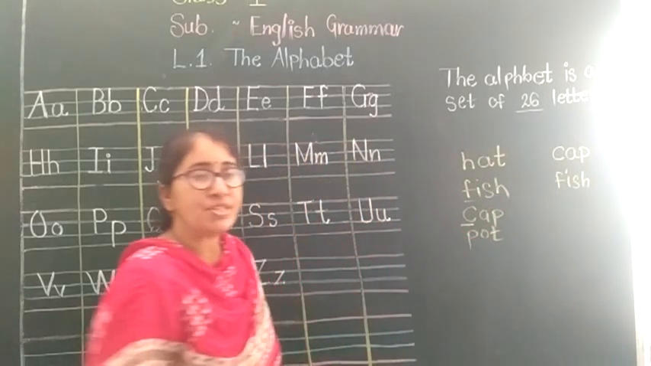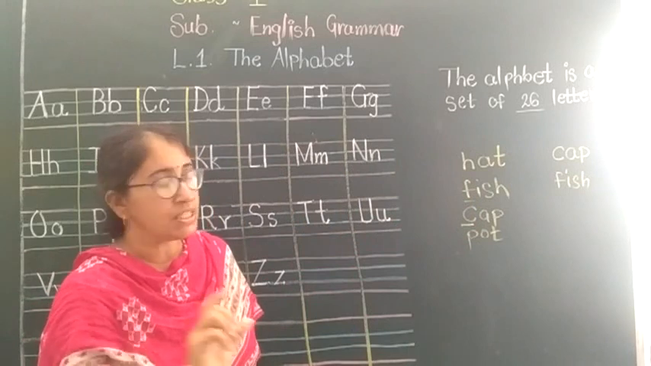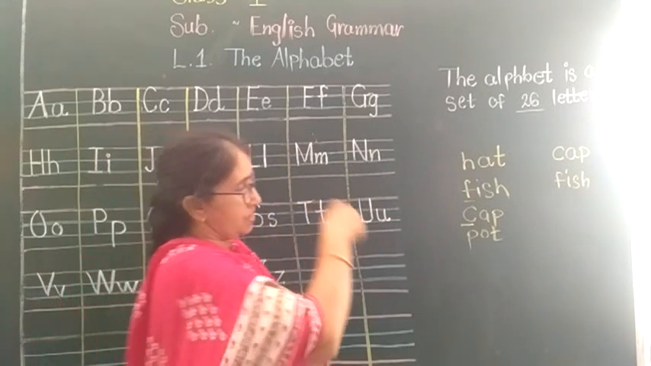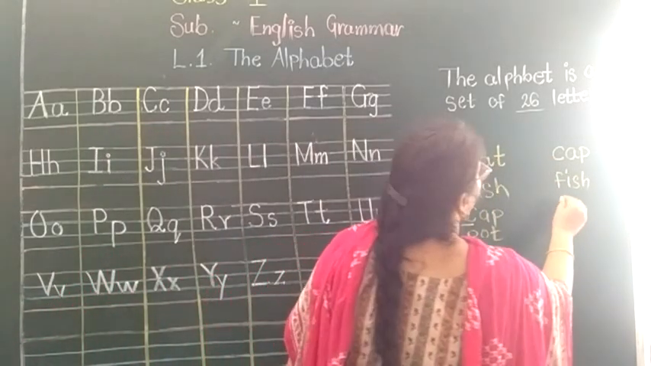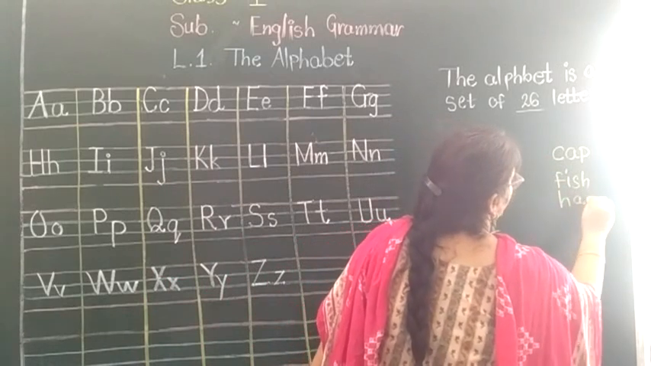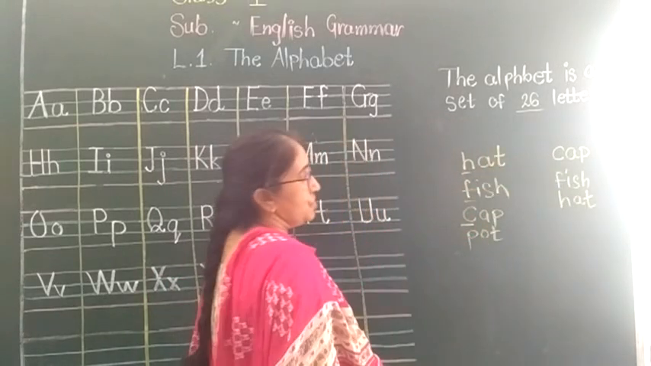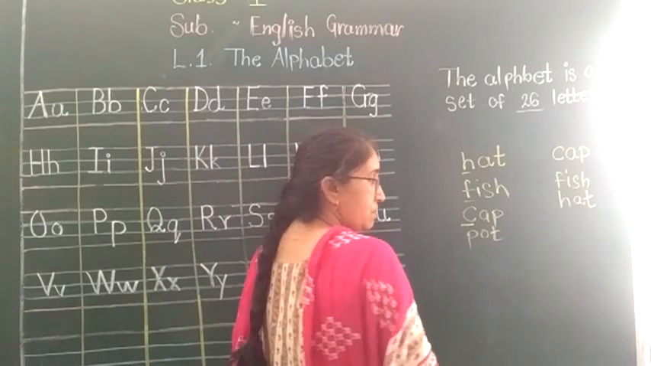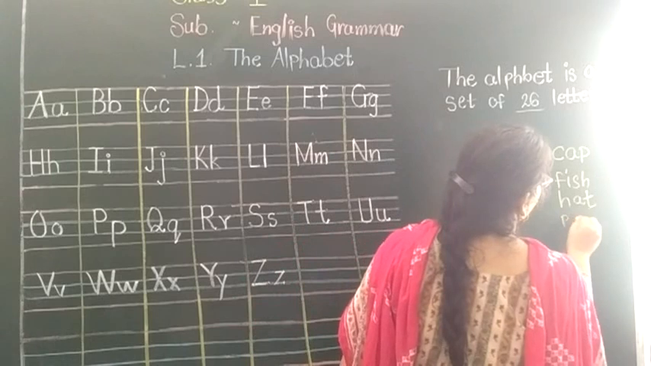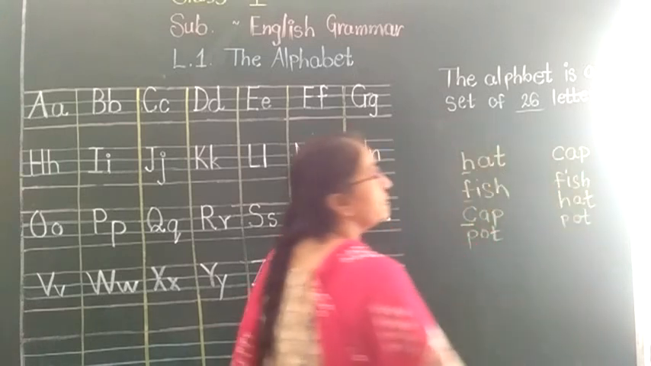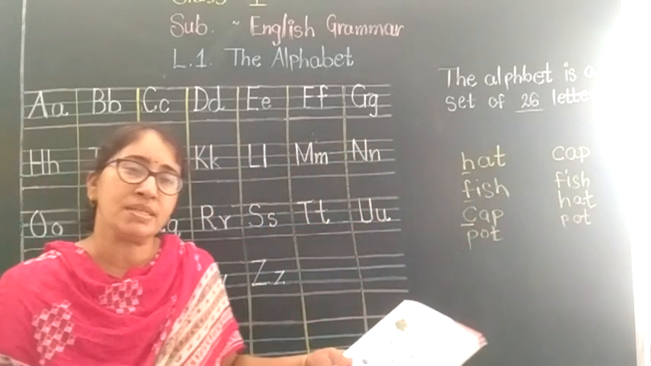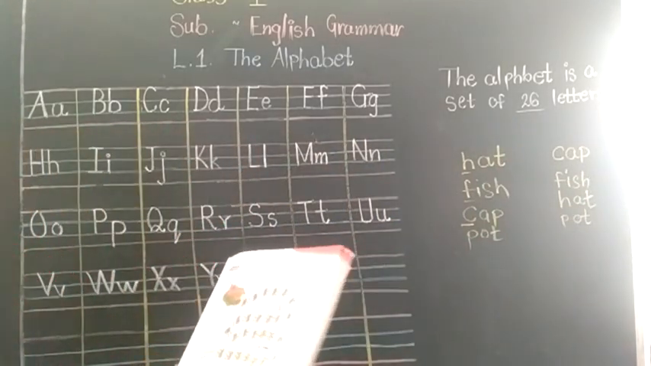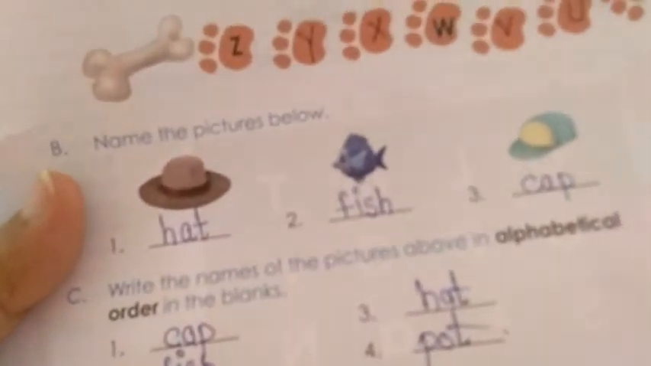Okay. Then fish. After that E, F, G, no G. H is there. So you can write the spelling of hat. Okay. H. Then no doubt all you have covered. Then last is pot. Understood? So after that you can write pot. Okay. So in this way you can arrange them in alphabetical order. See. Okay. So cap, second is fish, then hat and then last pot.